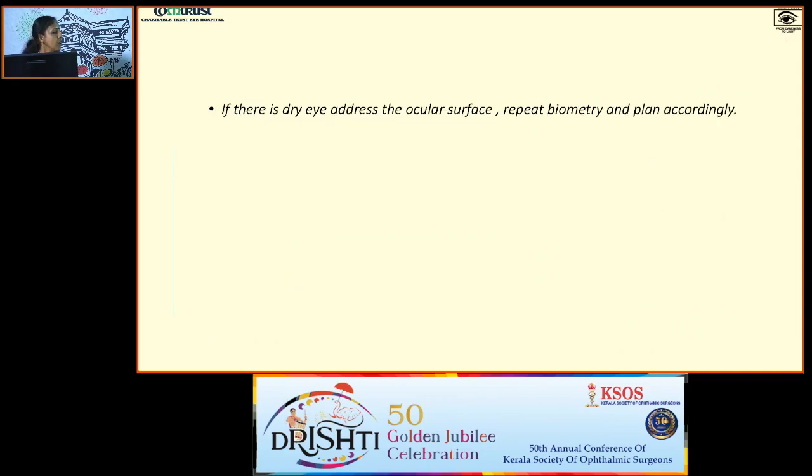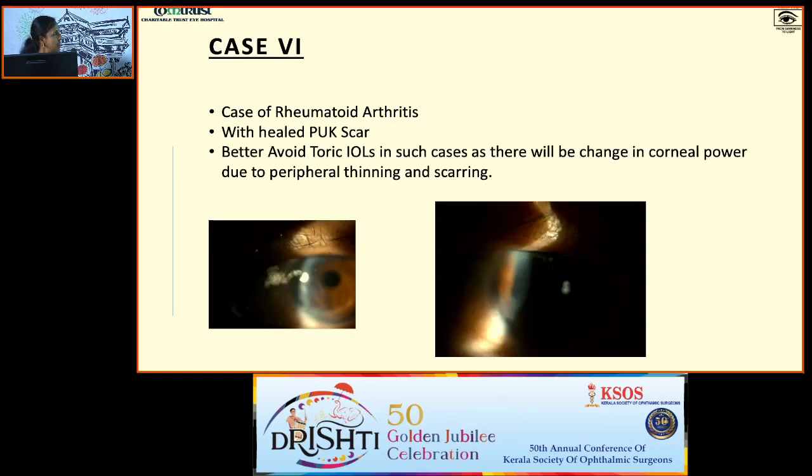The ocular surface should be addressed, and you must get repeat biometry and plan accordingly. The biometry as well as the topography should be very much repeatable.